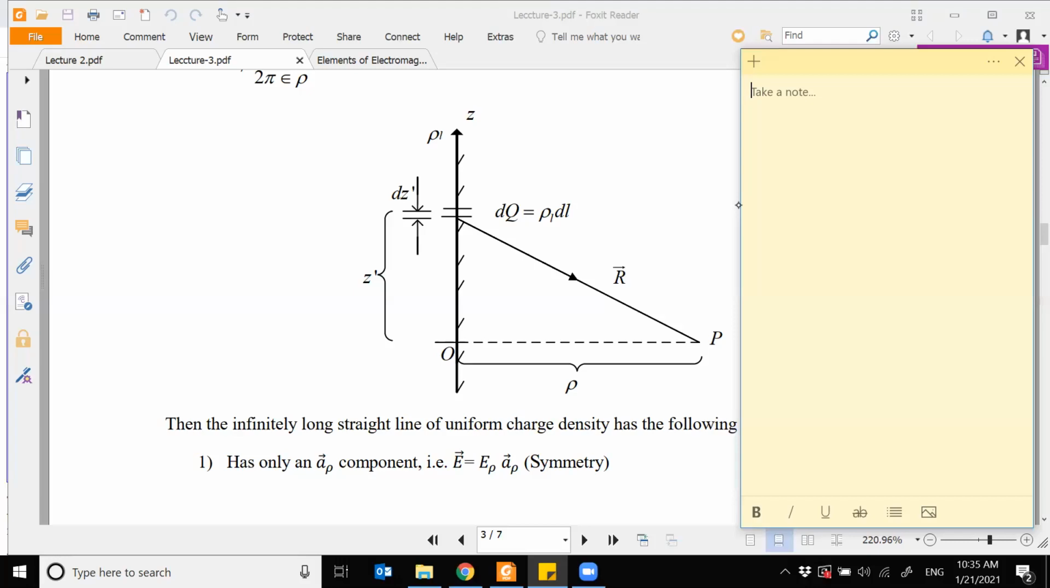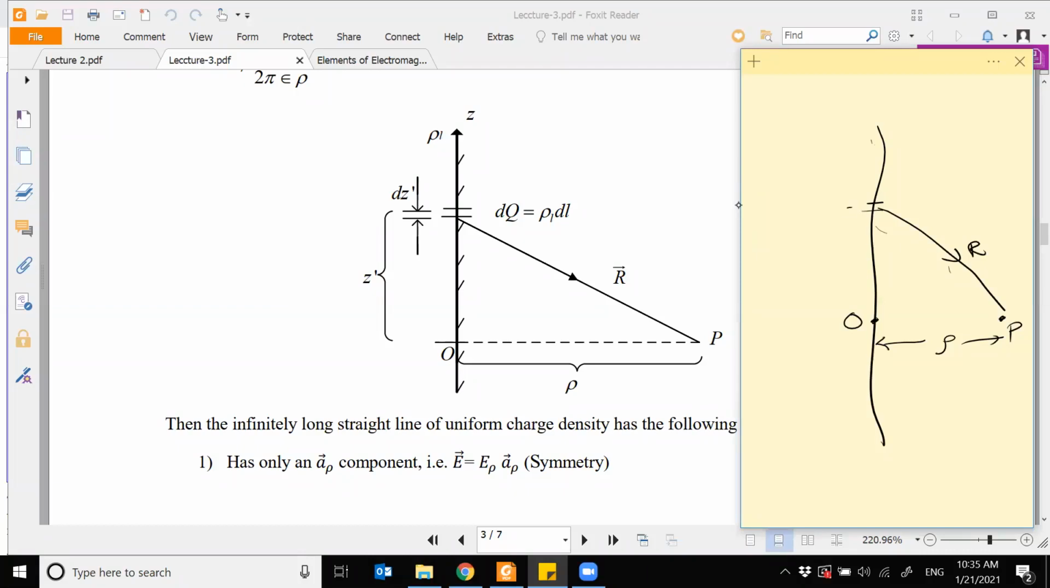Let me draw it. So this is my infinitely long charge. By the way, it is straight, please. Okay. So this is the origin, and this is my point P, and this is rho, and this is my vector r, and this is my dz dash. Okay, and this distance is z dash, which I have assumed. And this is my line charge. So in order to show that it's a line charge, I'm putting some lines on it, just to distinguish between a line and a line charge.